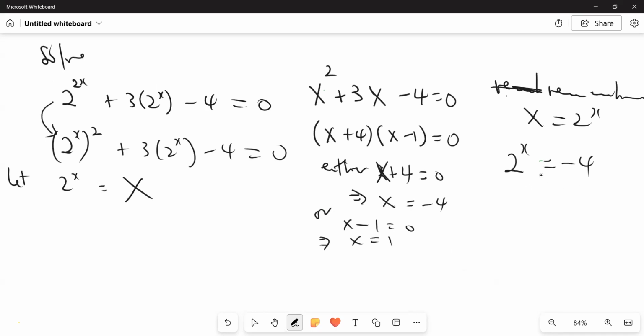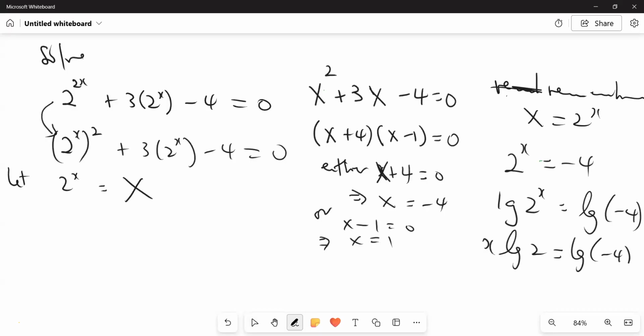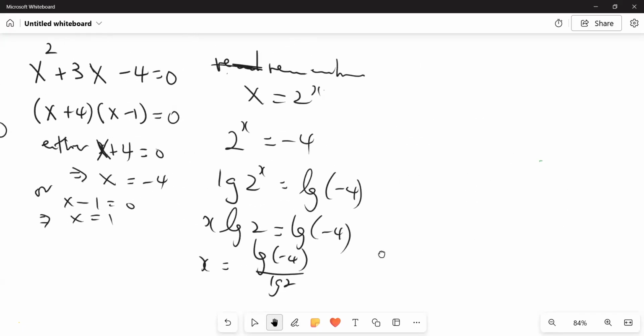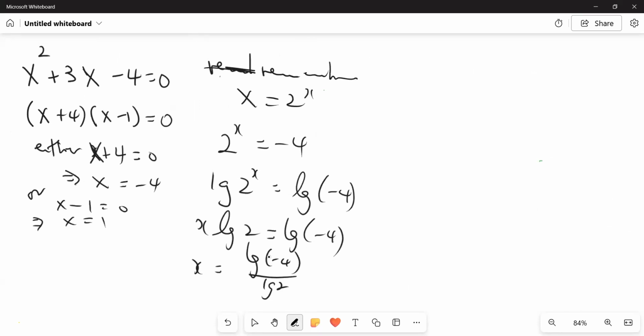Now, if you were to try solving this, let's do it and see. The logarithm, and you're using base 10 now, right? The logarithm of 2^x equals the logarithm of -4. So you have x log 2 equals log of -4. x then equals log of -4 over log 2. If you punch it in your calculator, press log of -4 and tell me what happens. Sorry, it says error.